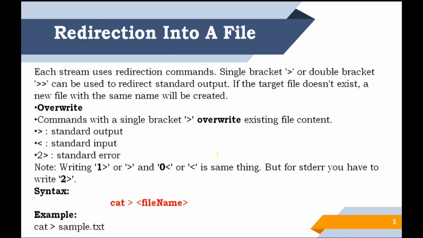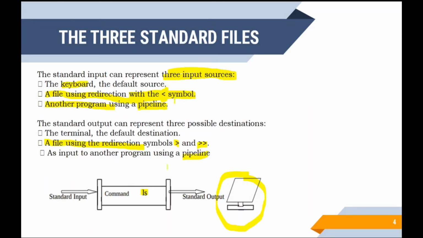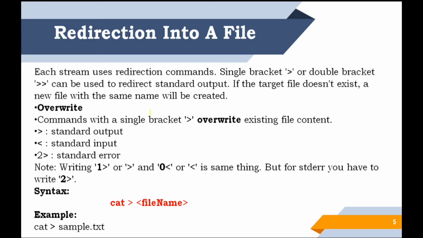Then next, redirection into a file. This is the example of how you are going to use the keyboard and the terminal. By default you use the keyboard as your standard input and the terminal, or your display device, as the standard output. Next, we will see how you redirect to a file. So each stream uses the redirection command, that is the single greater than or the double greater than. This will be used for redirecting the standard output.